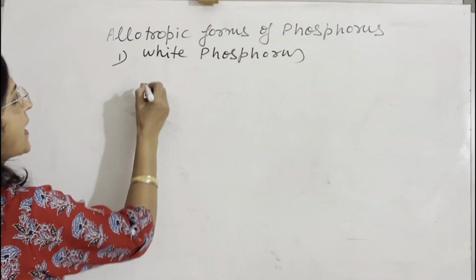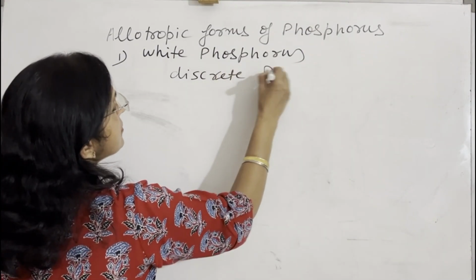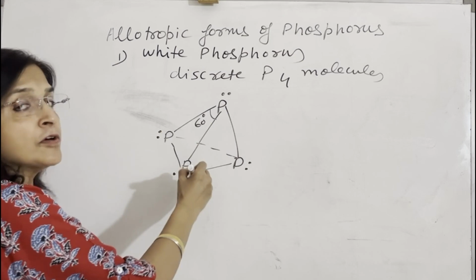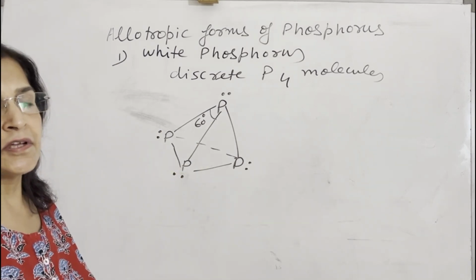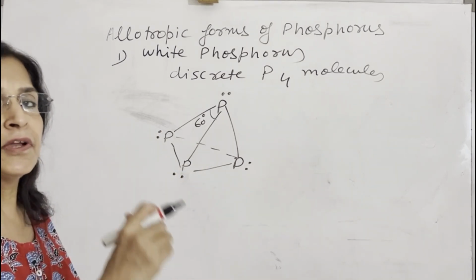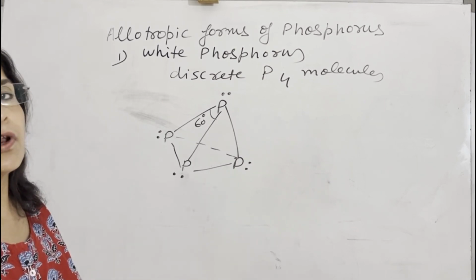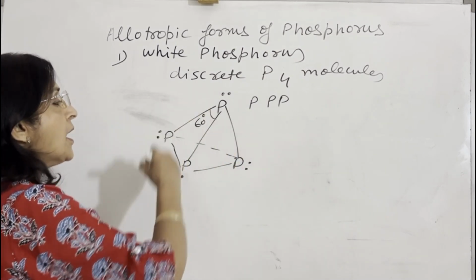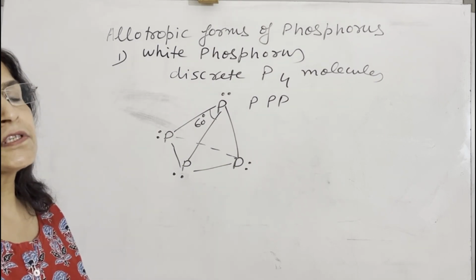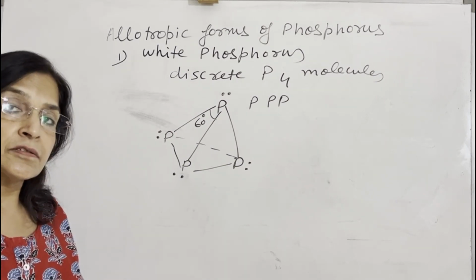White phosphorus exists as discrete P4 molecule. Each phosphorus is sp3 hybridized, and these 4 sp3 hybridized phosphorus atoms lie at the 4 corners of a regular tetrahedron, and these all are covalent bonds. When white phosphorus is exposed to light, it changes yellow in color.